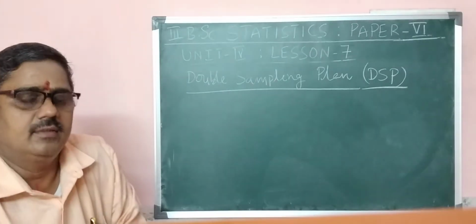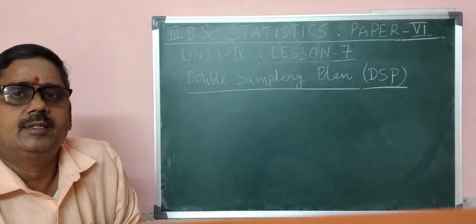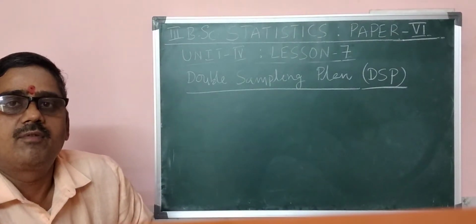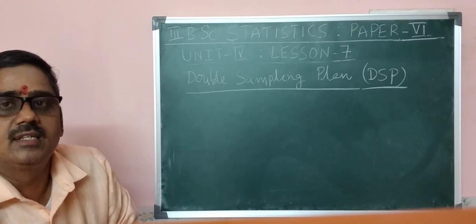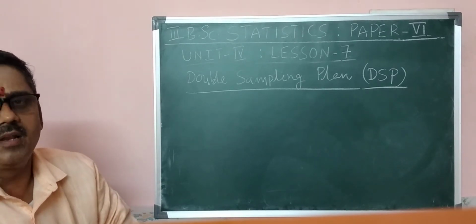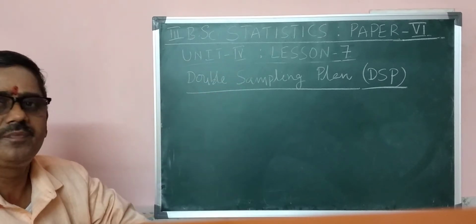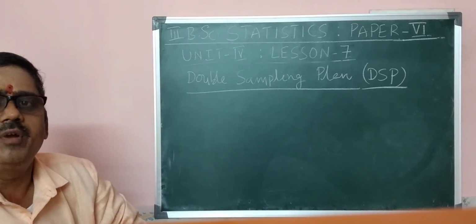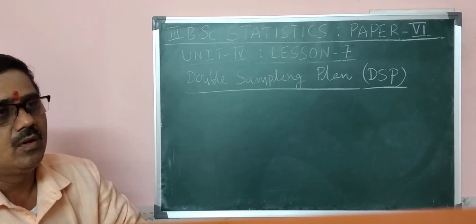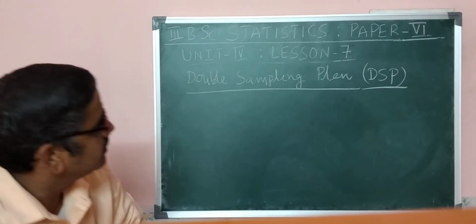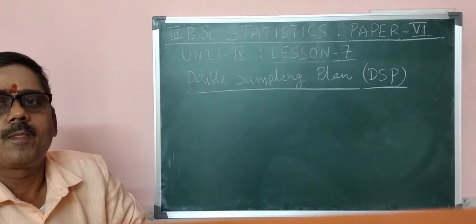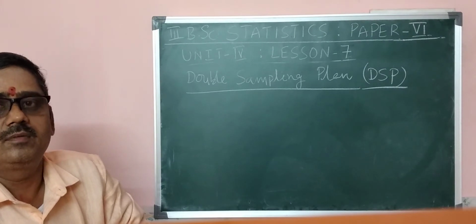In lesson 7, we start the double sampling plan. From lesson 1 to 6, six lessons, we have discussed the single sampling plan in this unit, unit 4. Now we start the discussion of the double sampling plan. In this lesson, we discuss the double sampling plan.